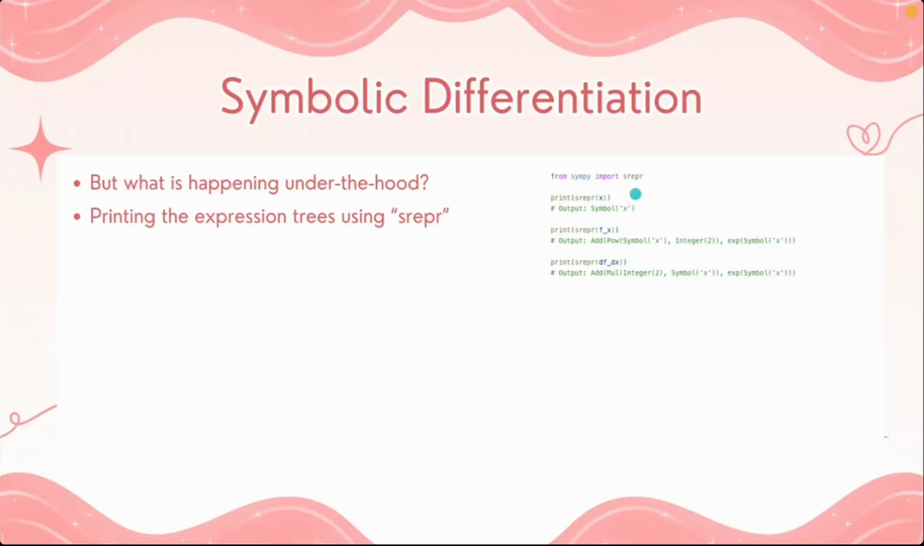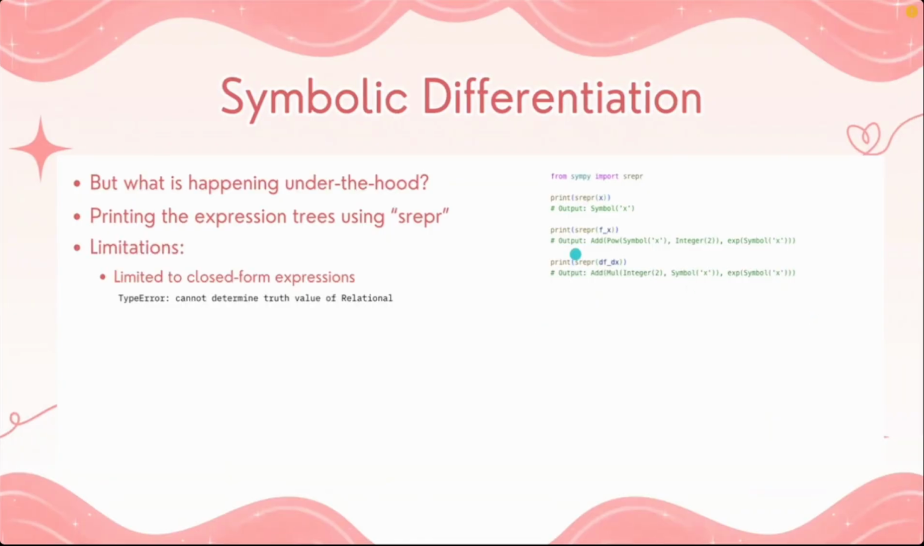You can basically import something called srepr, which is the string representation of any SymPy object, to understand what is happening. So if you print x, it's an object instance of class Symbol. And when you print fx, you see it's just a simplification of a Symbol class passed to the Pow class, passed to the Add class. So these are all SymPy objects.